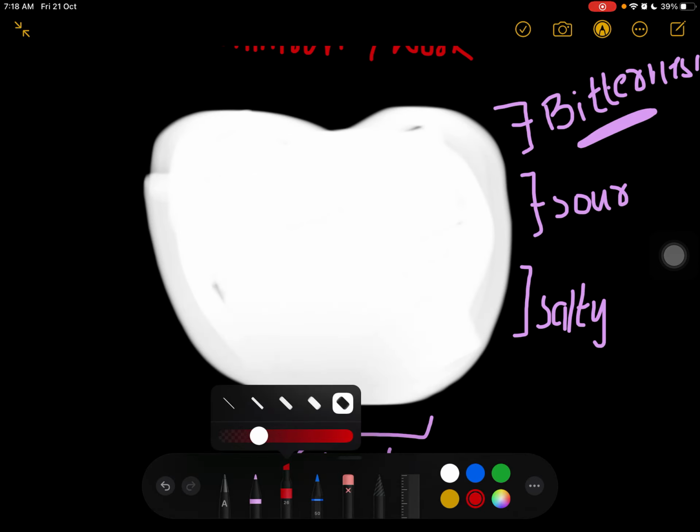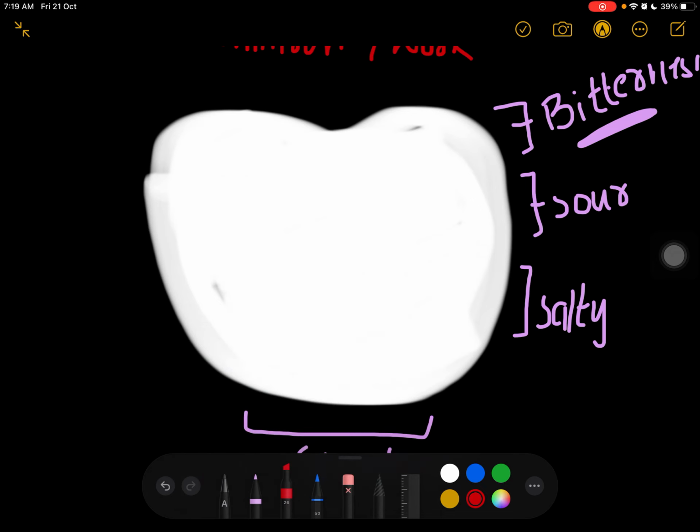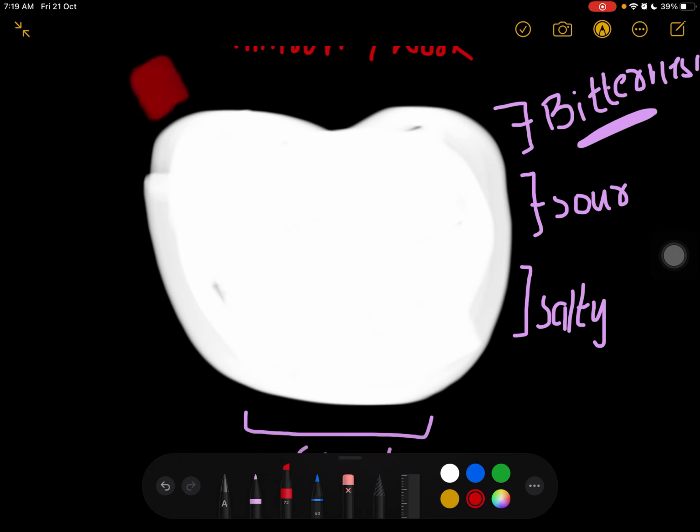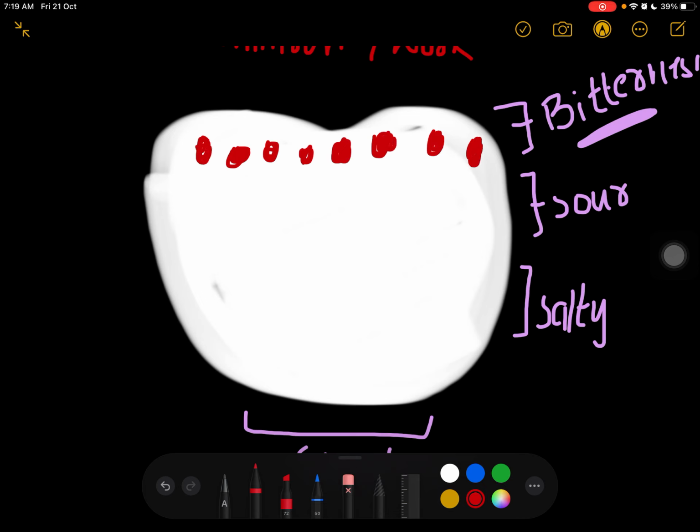Let's continue. Right. So now first of all we will place circumvallate. So here I will place it. This is circumvallate papillae. They are circle in shape. So they are placed on the posterior side of the tongue.